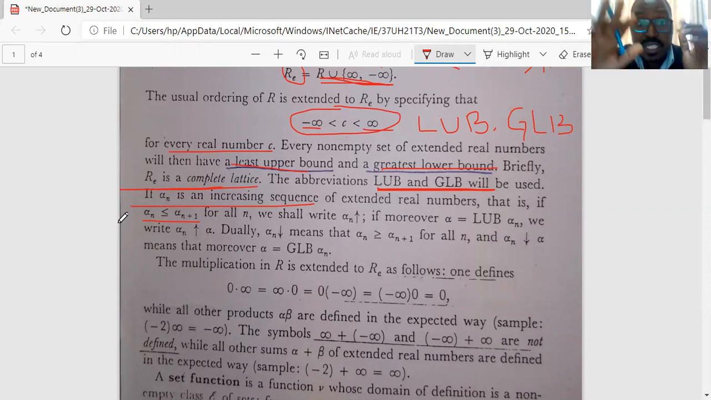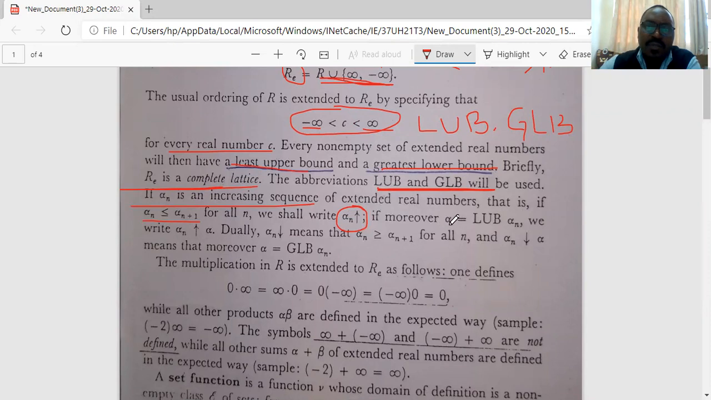But usually, when it's an increasing sequence, we expect the next value to be greater than the value which is preceding, for all n. Then we write this case. This is an increasing sequence. That means the sequence of alpha here is increasing.